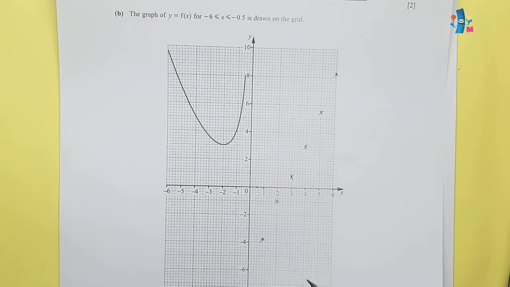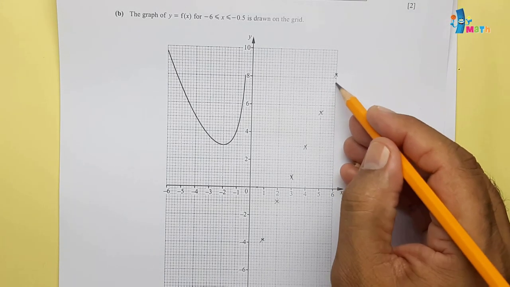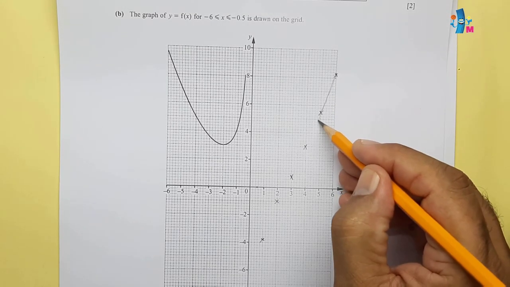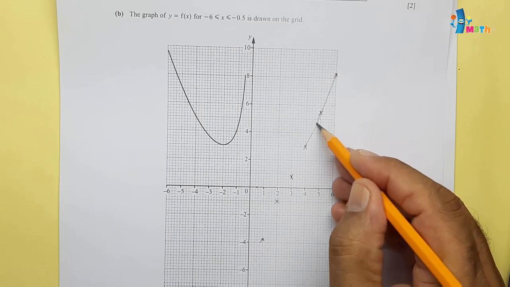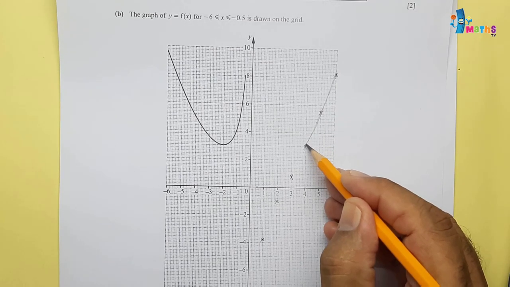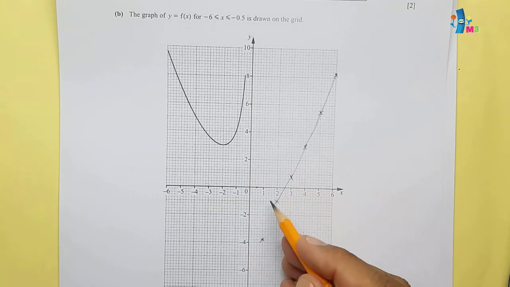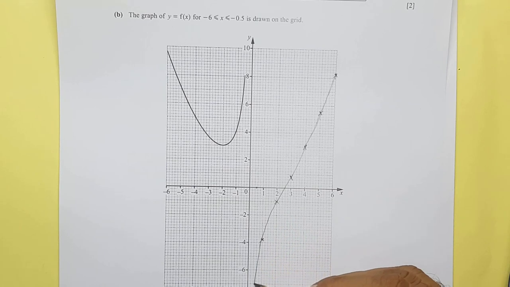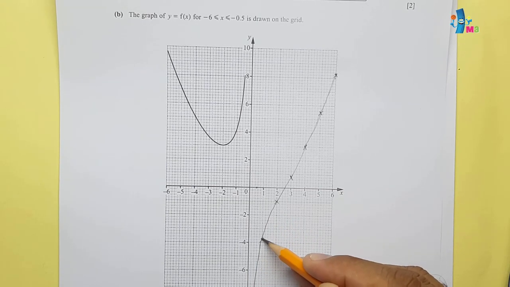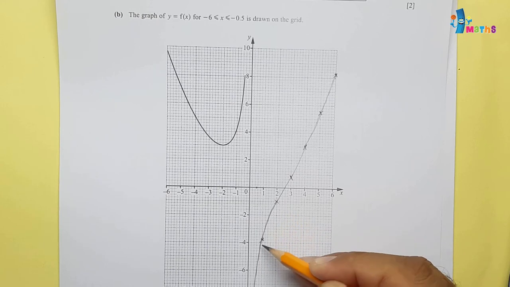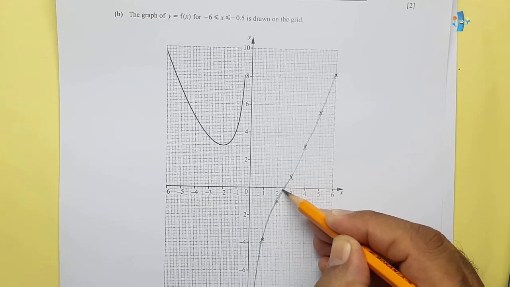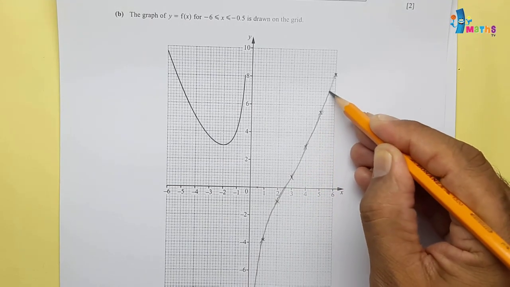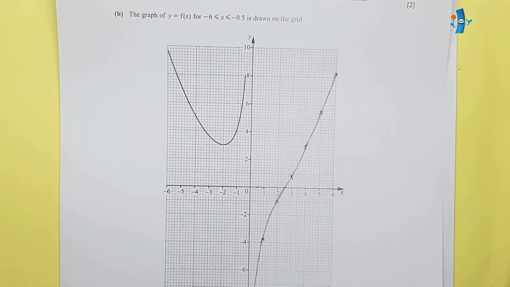Now we have to draw the smooth curve like this one from here to this one, then this, and okay, so this will be the curve which we have plotted. So this is done.